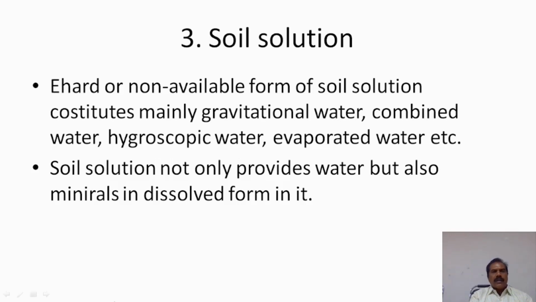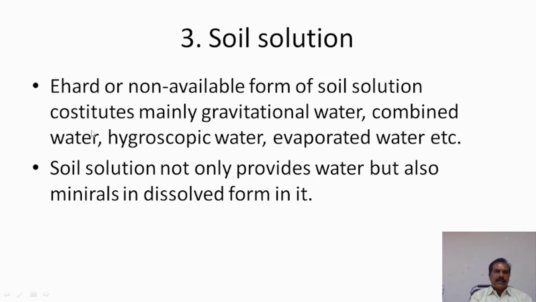Then here I mentioned different forms of echard which are not available to the plant communities. For example, gravitational water, that is groundwater. Rainwater after precipitation percolates deep into the soil layers and becomes groundwater, particularly in the C horizon. It is called gravitational water because it is pulled down deep into the soil layers with the help of the gravitational force of the earth. That is why it is called gravitational water.